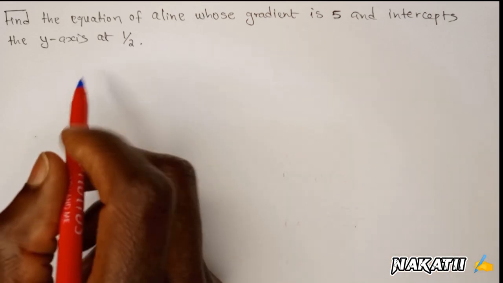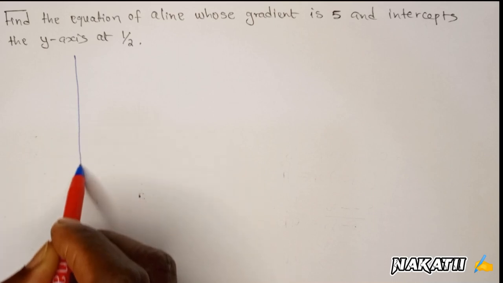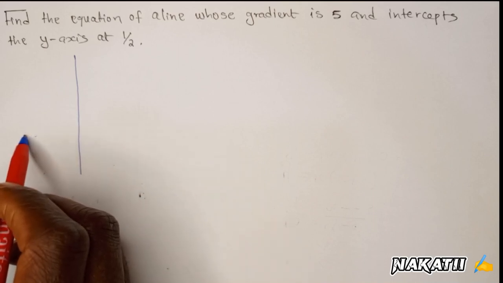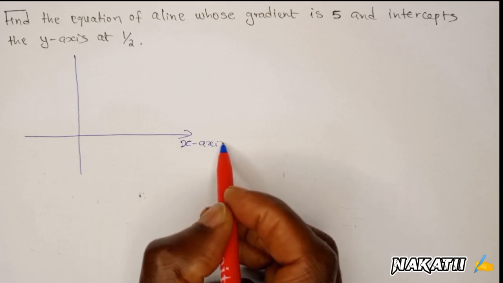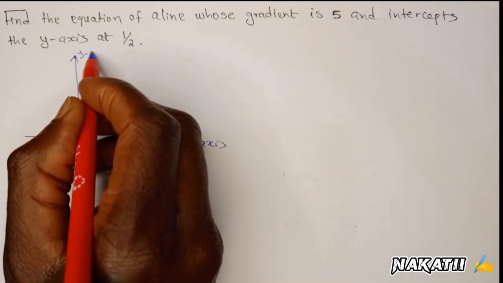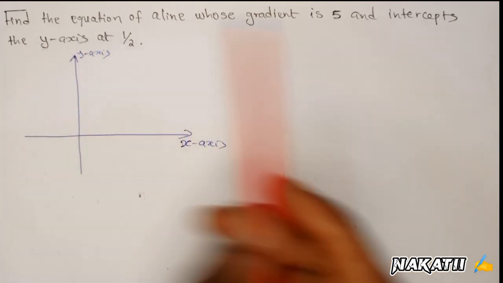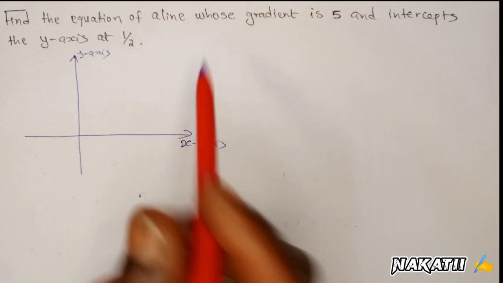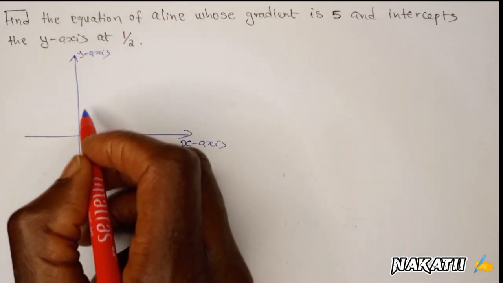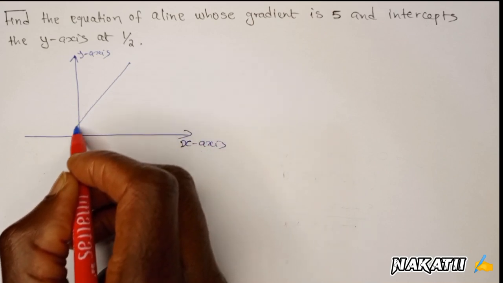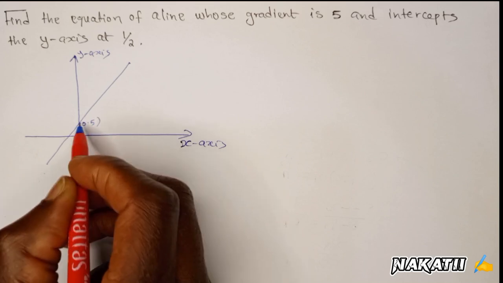So again, I like sketching, so we're going to sketch so that we can see how that line can look like. So I'm assuming this is my Cartesian plane. So this is the x-axis and this is the y-axis. So we have a line that is intercepting the y-axis at a half. So if these are the positive values of the y-axis, we can assume that the line is passing somewhere here. So here we can assume this one is 0.5, which is a half.